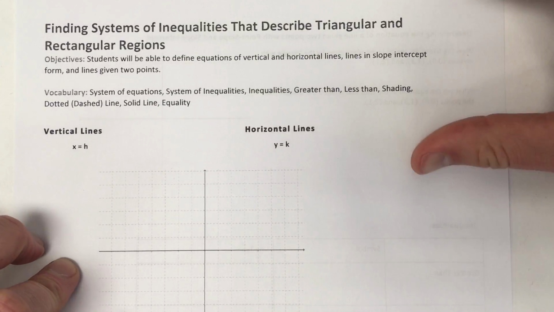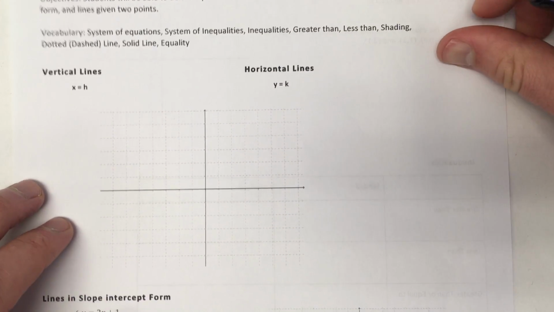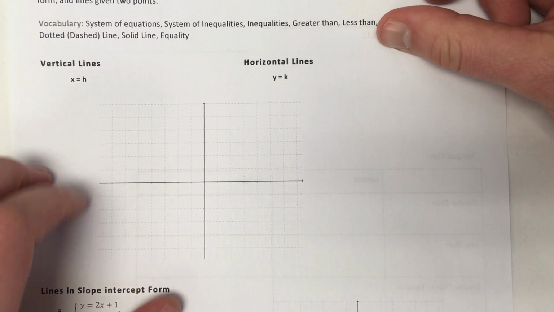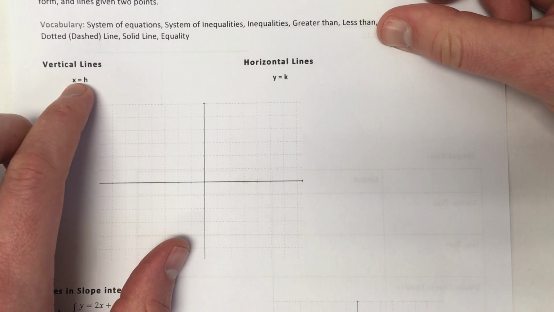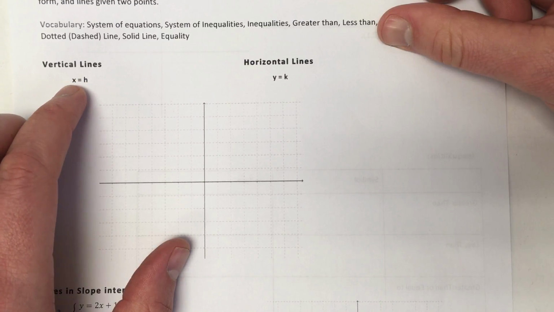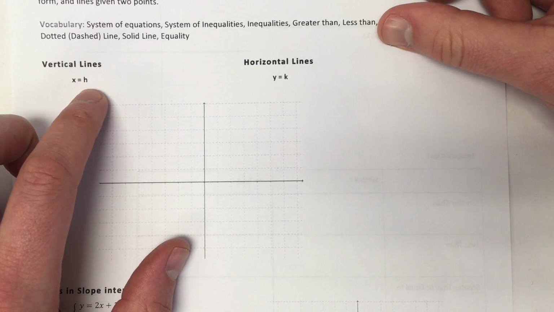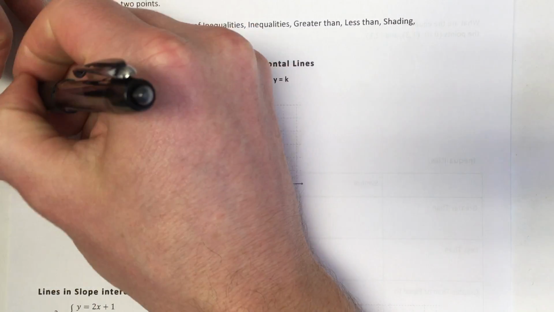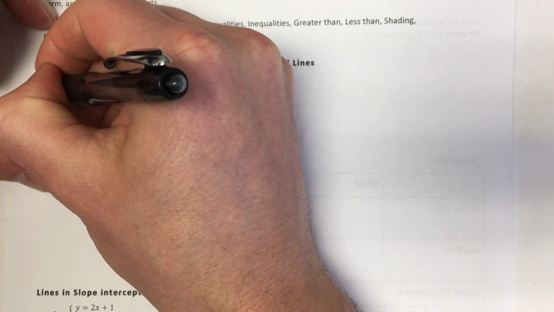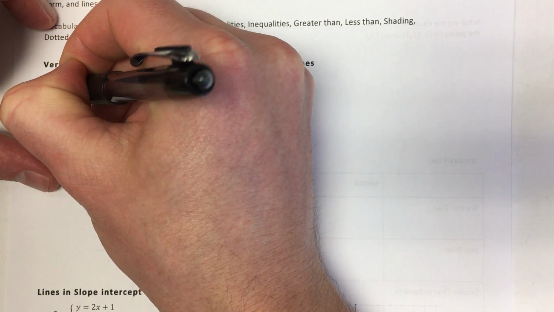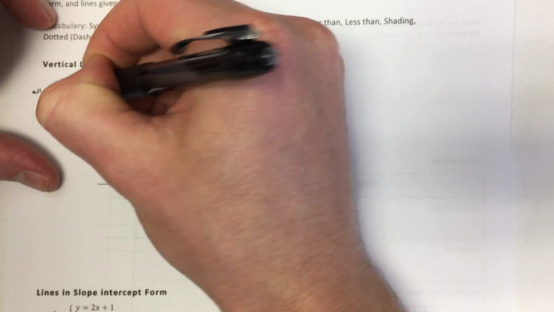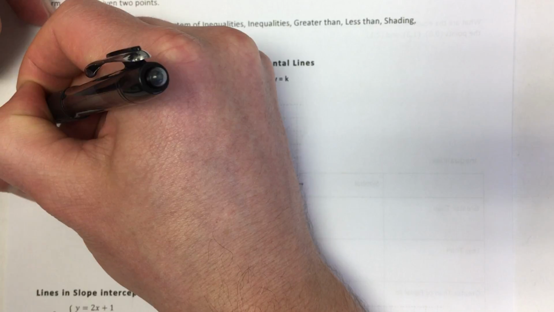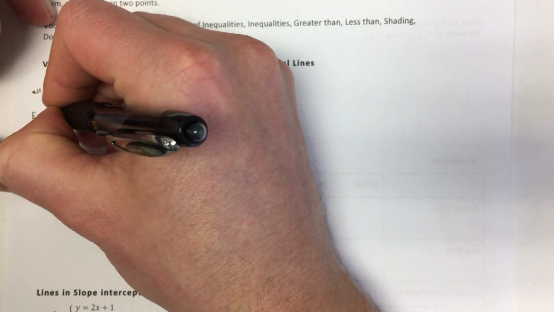So the first thing we want to discuss are vertical and horizontal lines. This is something that really bothers students, in that vertical lines actually are the x-type lines. And the way I think about this is it's all y values where x equals h. For example, we could have x equal, say, 2.